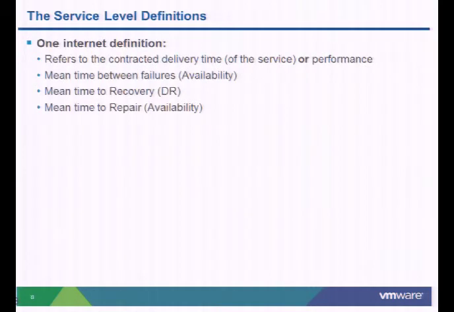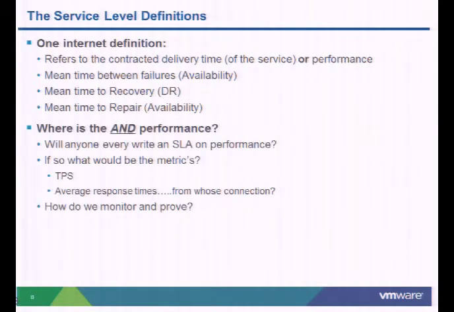So I actually went to the internet and asked Google, what is a service level? Because I figured, what the heck? So this is what came back. It came back as referring to contracted delivery times or performance, which I thought was interesting. There wasn't an "and performance." I highlighted that for a reason, because these three things at the top, availability, they all relate to either availability or DR. Mean time to recovery, mean time to repair. Those are the things we traditionally think of as a service level.